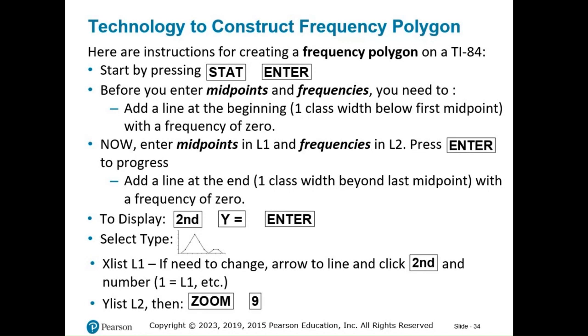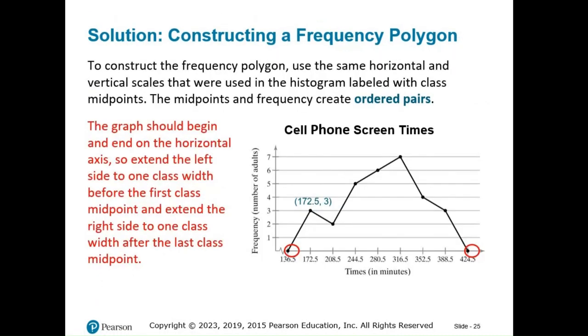Once you've got those settings correct, press Zoom, then the number 9. That should display the frequency polygon correctly on your calculator, and your results should look similar to what we achieved here in the video. If you'd like to explore a little, you can press the Trace button, then your arrow keys to follow the path of the data points along the graph.